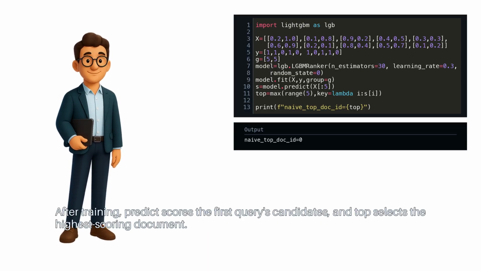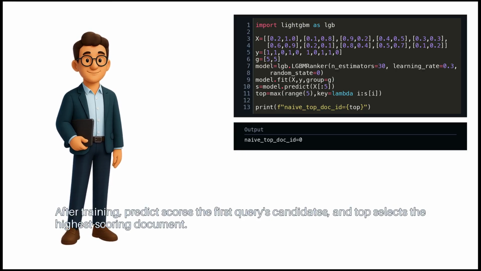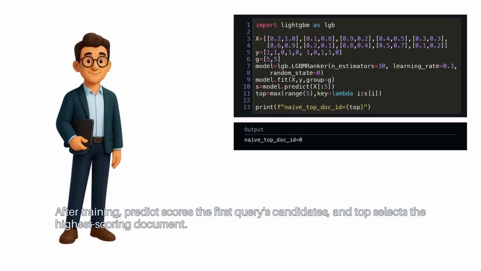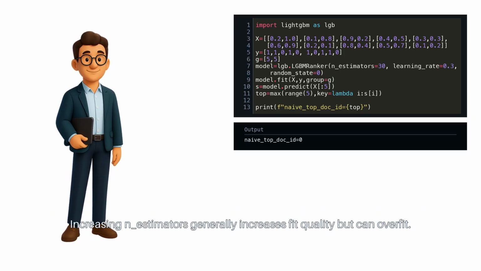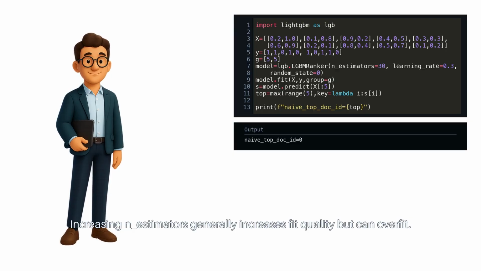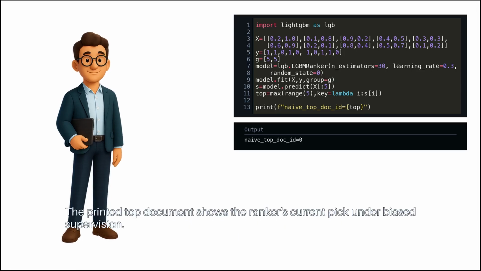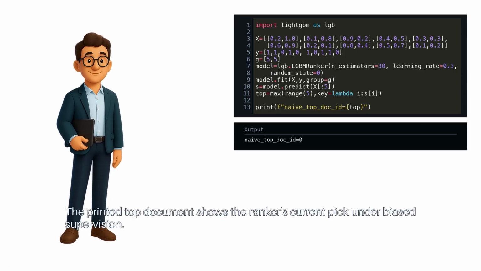After training, predict scores the first query's candidates, and top selects the highest scoring document. Increasing n_estimators generally increases fit quality, but can overfit. The printed top document shows the ranker's current pick under biased supervision.